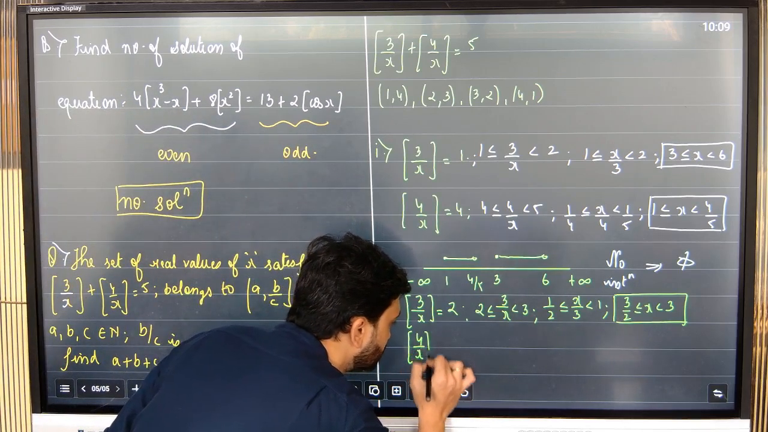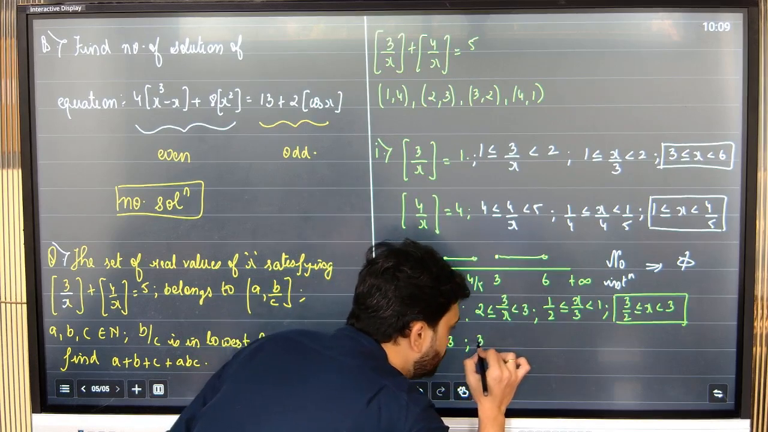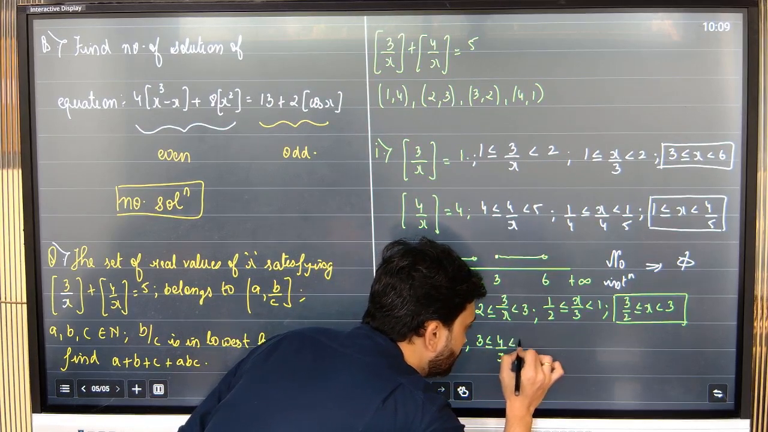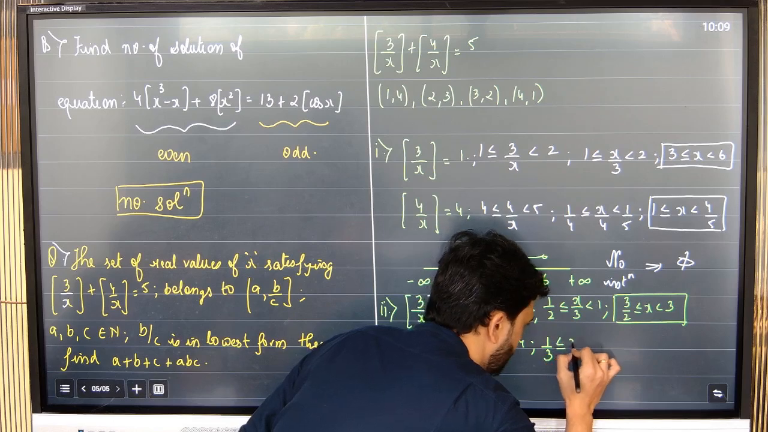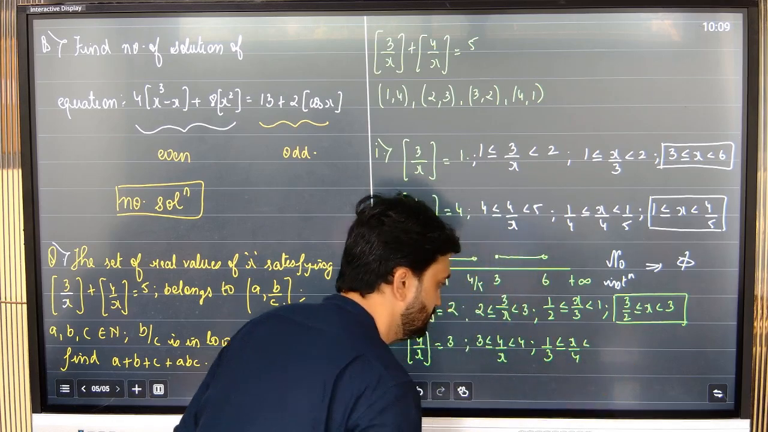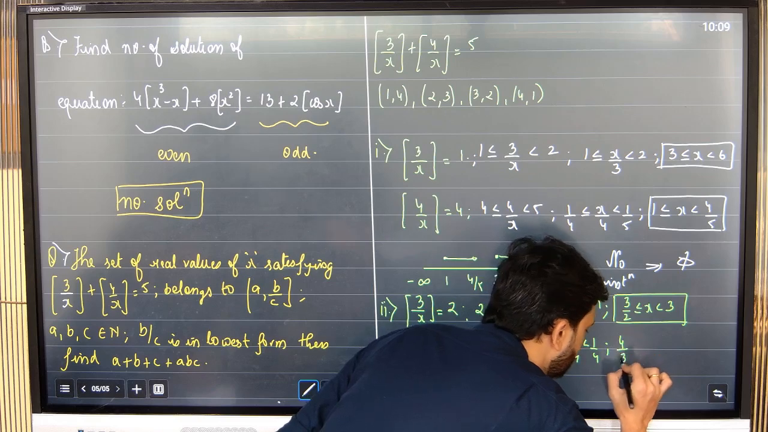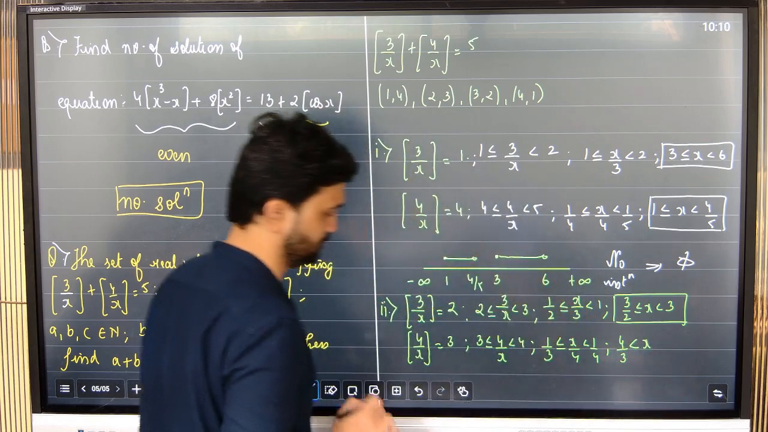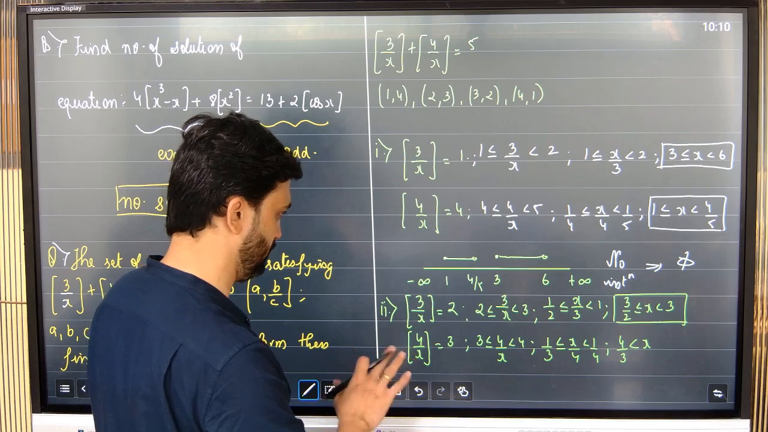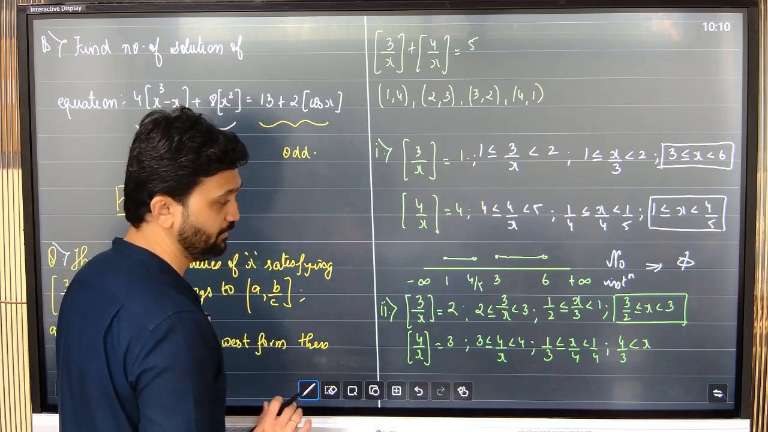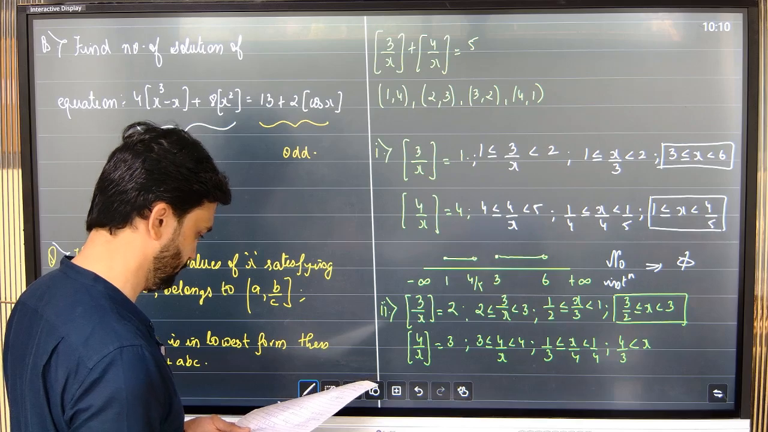So 4/x is equal to 3. Therefore 3 ≤ 4/x < 4. Therefore 1/3 ≥ x/4 > 1/4. And if I multiply by 4, I'll get 4/3 ≥ x > 1. 4/3 less than x, बराबर है ना? हाँ अच्छा, 4/3 less than x less than 1.